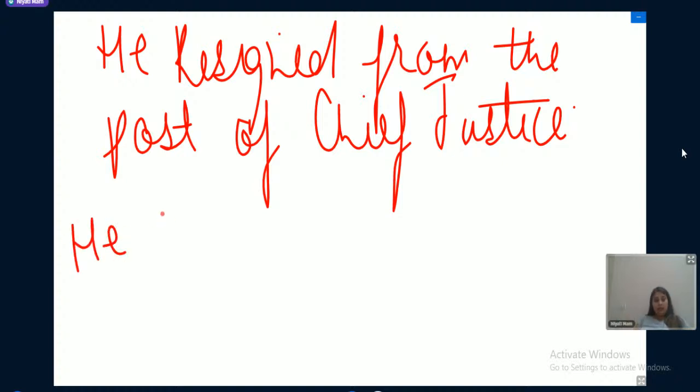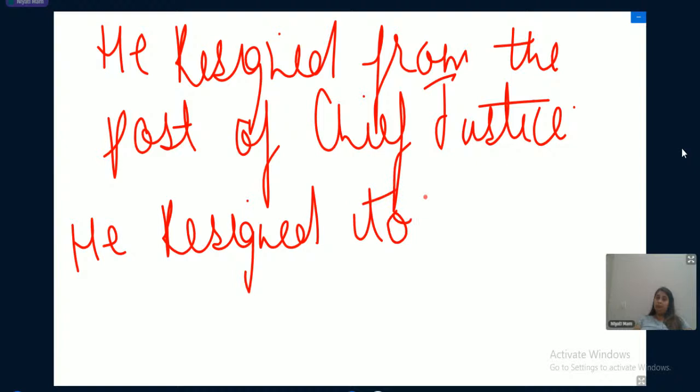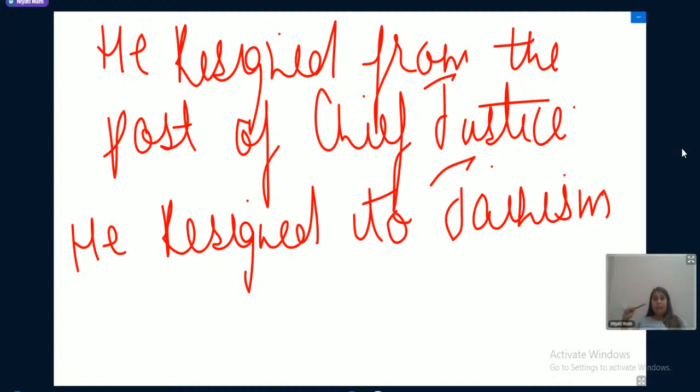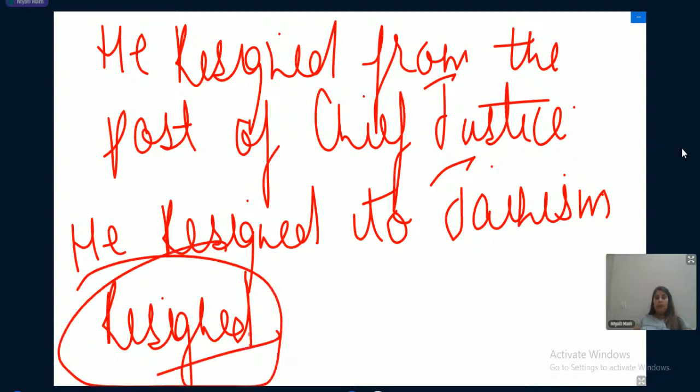Now another is, he resigned to journalism. What is common in both the sentences? The verb used in both the sentences is the same, which is resign. Now resign possesses two meanings. One meaning is to give your resignation letter from a job, to stop working, to announce that I'm not working anymore through a written statement is known as resignation.